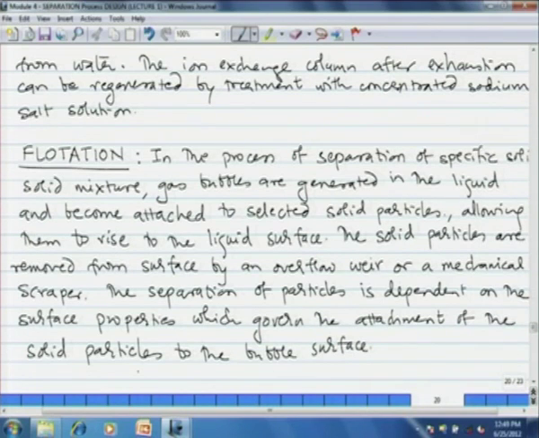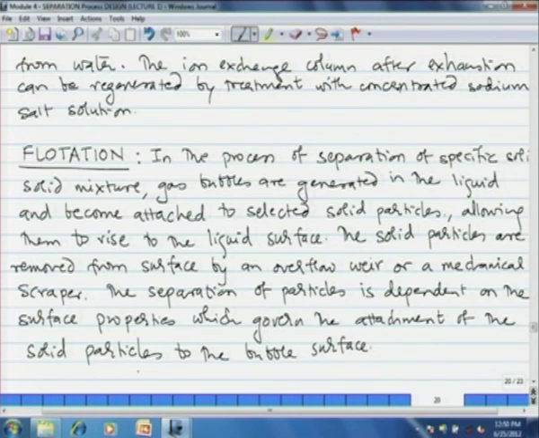the process of flotation. I have already discussed this briefly before. It is basically the process of separation of specific solid-solid mixture using gas bubbles. The gas bubbles are generated in the liquid and become attached to selected solid particles which are lifted to the top, allowing them to rise to the liquid surface. Then the solid particles are removed from the surface by an overflow weir or a mechanical scraper. The separation of particles is dependent on the surface properties which govern the attachment of solid particles to the bubble surface.